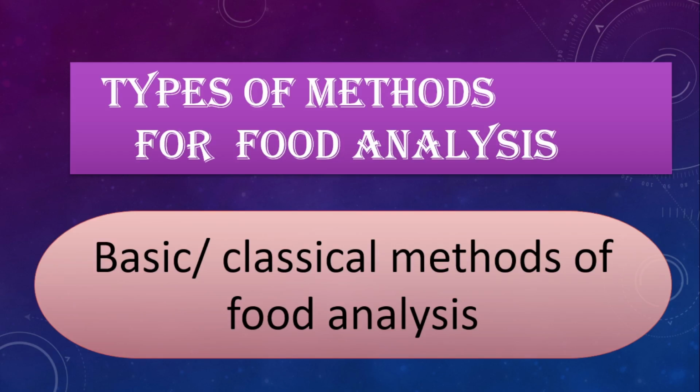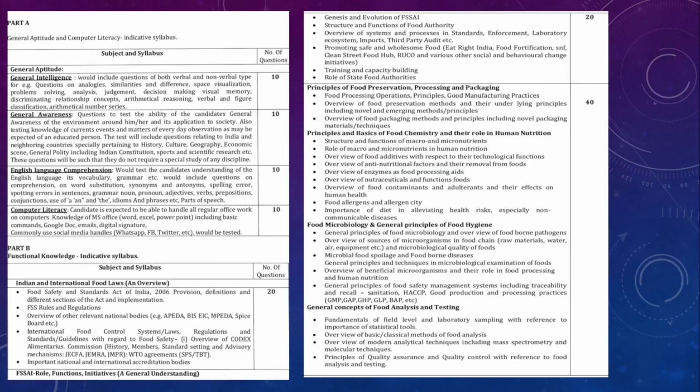Today I am going to explain to you the types of methods for food analysis. In the Central Food Safety Officer and Technical Officer examination, the syllabus pattern will have two stages, stage 1 and stage 2. Stage 1 part A is general aptitude, where we will have general intelligence, general awareness, English and computer. In part B, we will have Indian and international food laws, FSSAI role, functions, initiatives, food preservation and food chemistry, food microbiology, and the last part is general concepts of food testing.